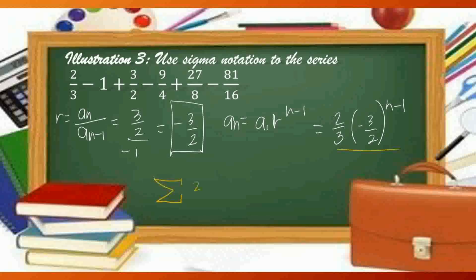So the summation of 2 over 3 times negative 3 over 2. And again, we will change n to i minus 1. And for our bounds, i is equal to 1 up to n is equal to 6, since we have 6 terms here. So if i is equal to 1, 1 minus 1 becomes 0. So negative 3 over 2 raised to 0 is equal to 1. So 1 times 2 over 3. So our first term here is 2 over 3, which is the same as this.